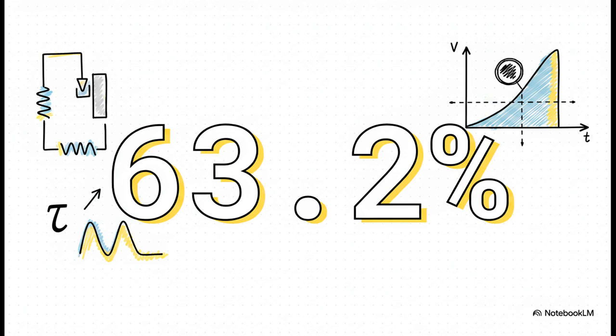There is a magic number, 63.2%. When a circuit is adjusting to a brand new energy source, say you flip a switch to charge it up, the rising current or voltage doesn't just climb up in a straight linear line. It curves. And amazingly, it reaches exactly 63.2% of its final steady destination in the time span of one single time constant, 1 tau. It's literally a universal law for these types of linear circuits.